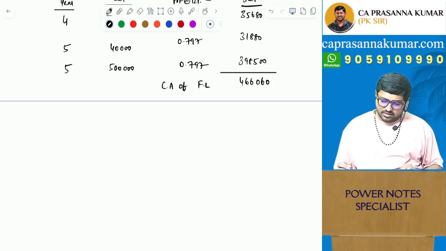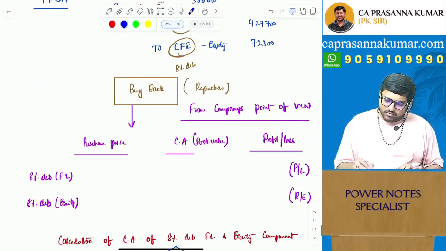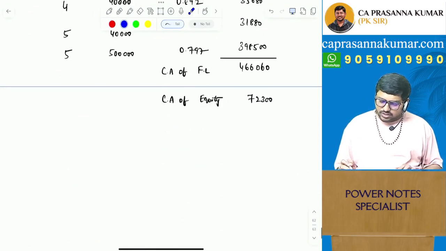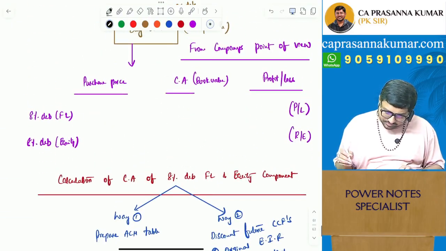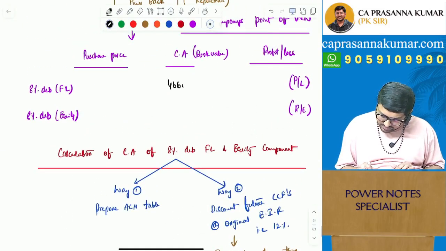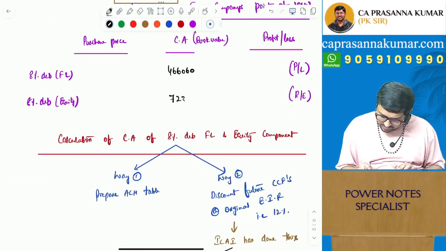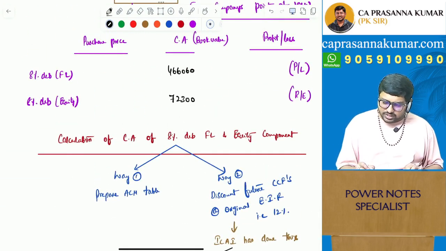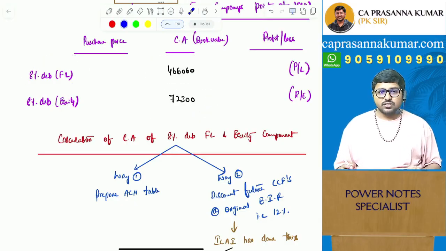You got it? Now what about the carrying amount of equity? That anyway we know, 72,300. Where did it come from? It stays put from the first entry. That's as simple as that. Let's write the carrying amounts over here. Financial liability of 8% debentures is 4,66,060, and the 8% debentures equity is 72,300. Clear?